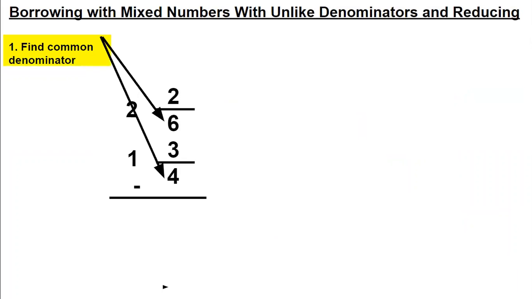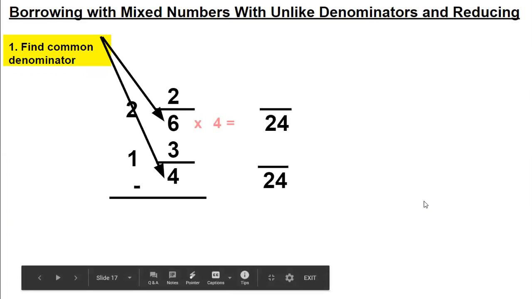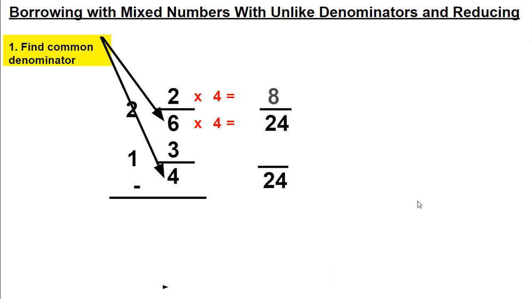Okay, find a common denominator. We're going to use 12. 12 is going to be, oh, I used 24. I could have used, no, could I use 12? Yeah, I could have used 12, couldn't I? Because 2 times 6 is 12, and 3 times 4 is 12. But I used 24, and that's okay. So 6 times 4 is 24, so 2 times 4 is 8. Down here, 4 times 6 is 24, and 3 times 6 is 18.